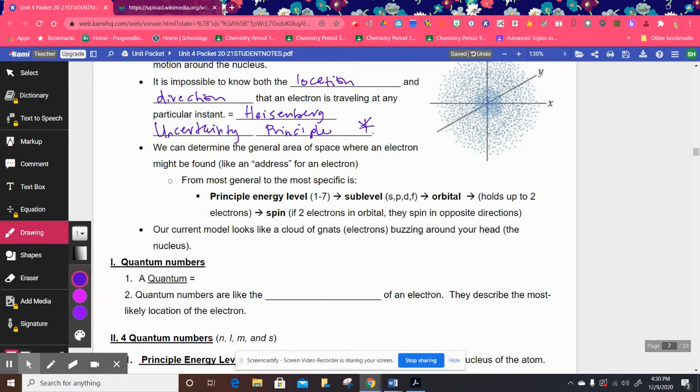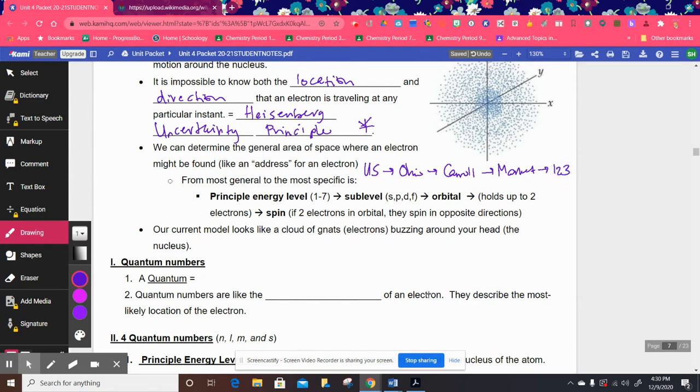Since we can't know exactly where they are or the direction they're traveling in, we can determine the general area or space that the electron might be found in. It's kind of like an address. We know that we live in the US. Now if we want to get more specific, we're in Ohio, then we're in Carroll, Ohio, and then maybe, I don't know, that you live on Market Street.